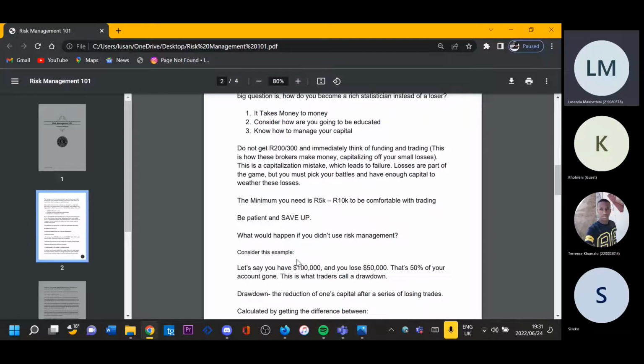So the minimum you need to actually start an account is roughly 5K to 10K. The reason is that if you're going to be risking properly and trading properly, you're going to need a lot of capital.